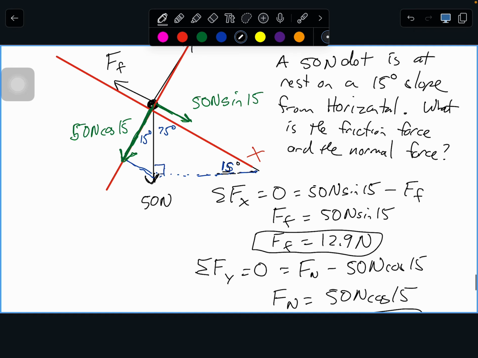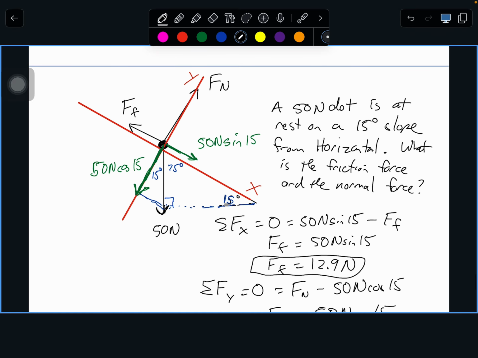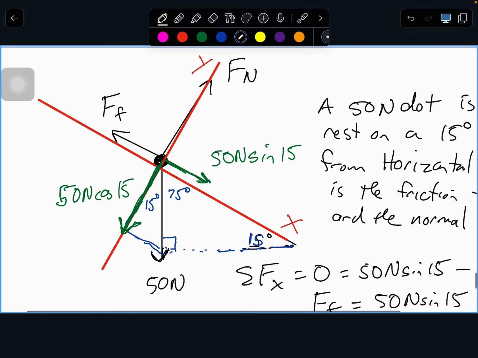All right, so that's forces on a slope equilibrium. The takeaway here is set your axis parallel to the slope, your x-axis parallel to the slope, resolve the gravitational force vector, and then you have your x and y components where you can set equal to one another at equilibrium. Not too tough, right?